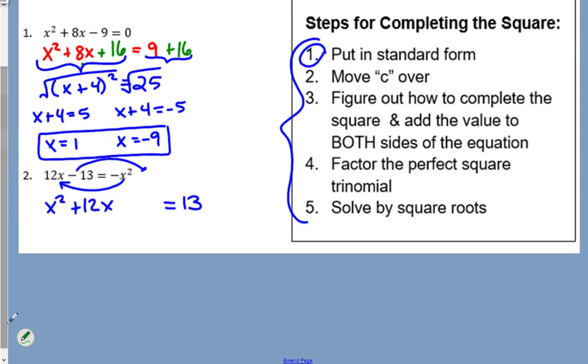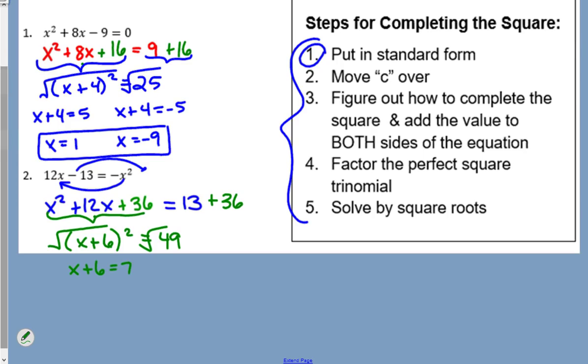So now I can finish out the problem. Half of 12 is 6. So I'm going to add 36 to both sides. We're going to factor. Then we square root. So our two answers are 1 and negative 13.